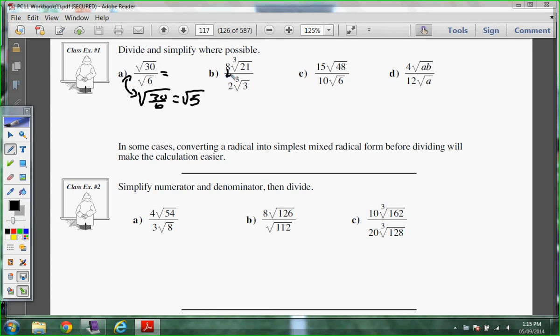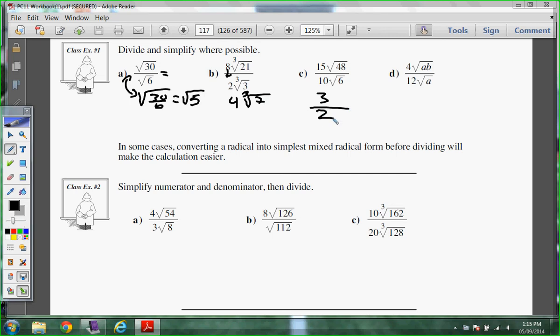8 over 2 is 4. Cube root 21 over cube root 3. They are the same index. It's going to be cube root 7. So 4 cube root 7 there. All right, same thing here. This one, they don't go in evenly, but 15 over 10 can reduce to 3 over 2.